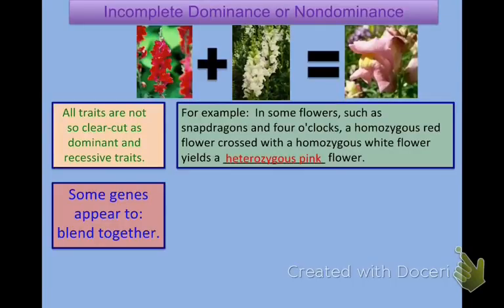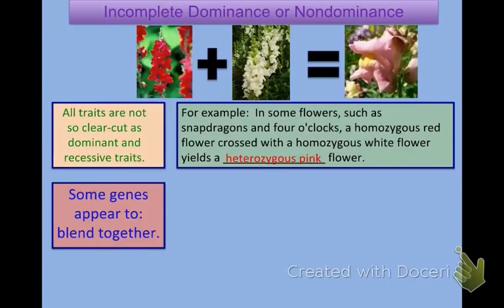Okay, so yesterday you did that reading guide on incomplete dominance and things that were not exactly as clear as the Mendelian genetics. So that's what we're going to talk about today: incomplete dominance, or non-dominance. All traits are not so clear-cut as dominant and recessive.